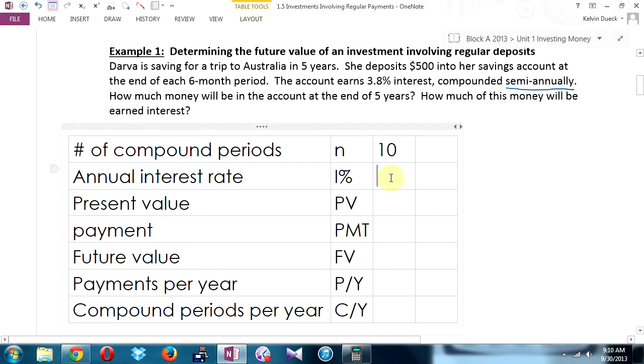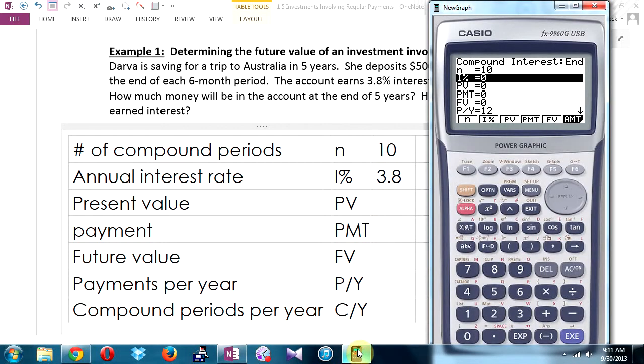What's the annual interest rate? 3.8%, and I think you're allowed to go 3.8. I think it does the percent into a decimal for you. Oh yeah, because it says as a percentage. That's why it's got the percentage symbol there, to remind you, don't decimalize this.